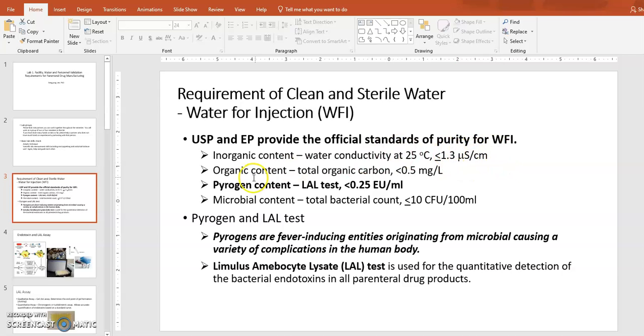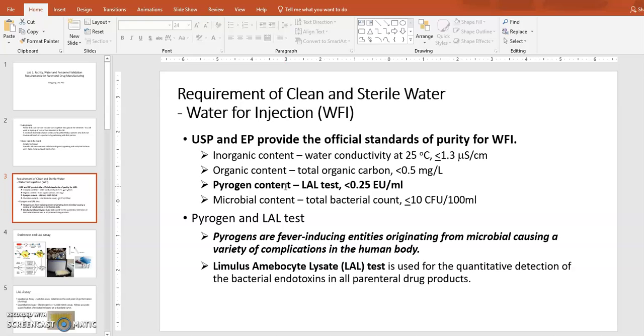Then the organic content, of course, the contaminants made of organic material, carbon compounds, should be less than 0.5 milligram per every liter of water. So a very little amount of organic compound is allowed. And then importantly, the pyrogen content. Pyrogen, again, what is it? It's endotoxin. Those are the broken debris of cell wall material of gram-negative bacterial cells. That should be very little.